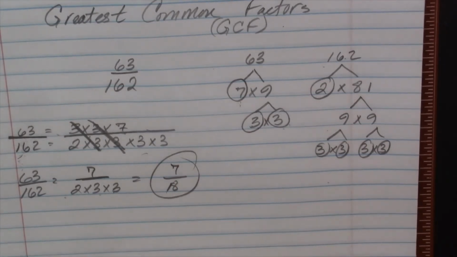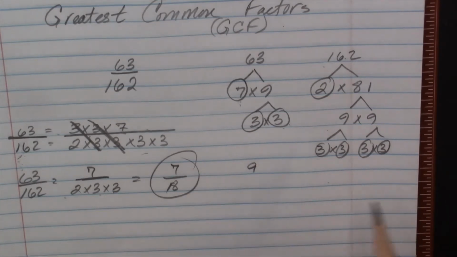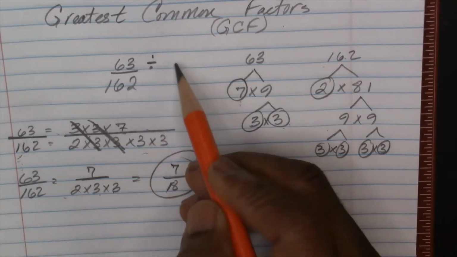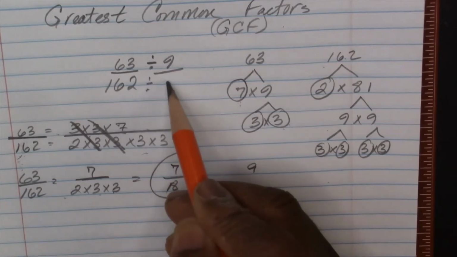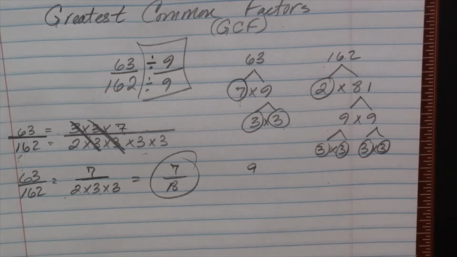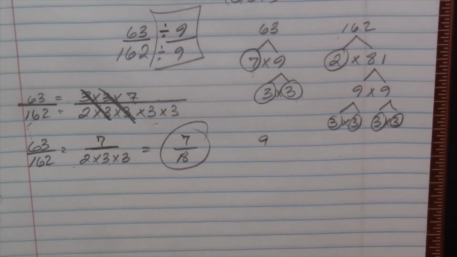Our greatest common factor is what? Well, let's look at it. 3 times 3 is 9. Our greatest common factor for this case was 9. So I'm going to check my work again. I'm going to do 63 divided by 9. And I'm going to do 162 divided by 9. That's my ugly way. If I would have known that was my greatest common factor, I could have done that early.